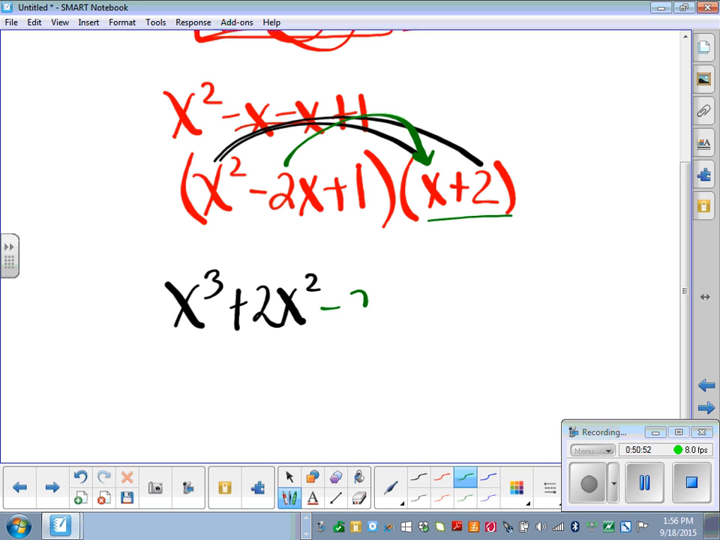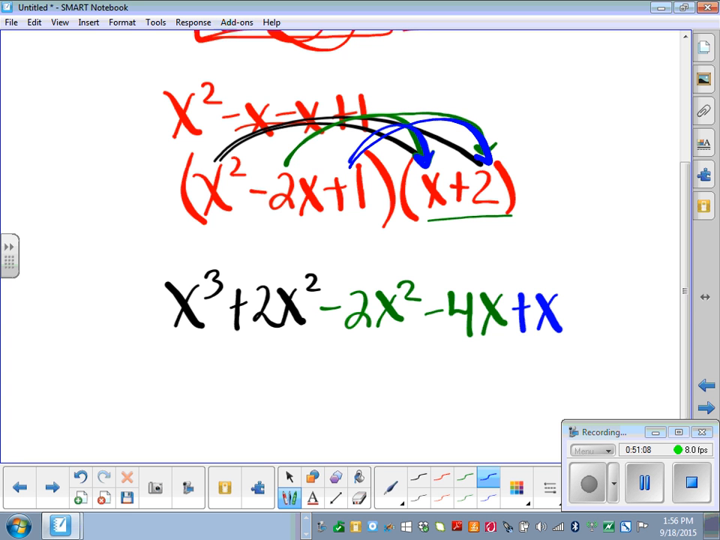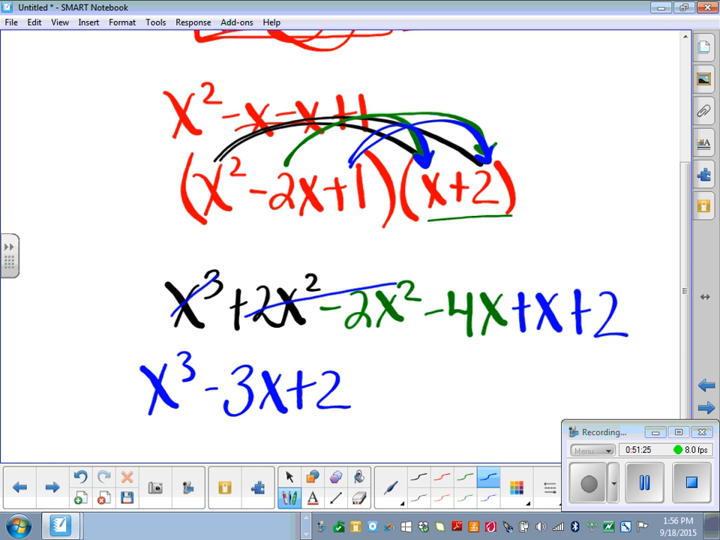Negative 2 times x is negative 2x squared, and then negative 2x times 2 is negative 4x. I'm even color coding it. And then 1 times x is 1x, so plus x. And then 1 times 2 is plus 2. And then combine all like terms. My largest degree is x cubed, no other x cubes. Then I have 2x squared minus 2x squared. Those happen to cancel out. And then we have negative 4x plus x, which is negative 3x's, and then plus 2. So this would be our polynomial, and we're done.